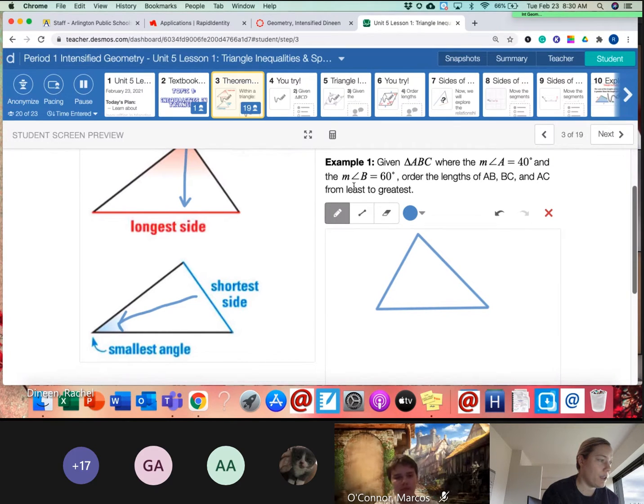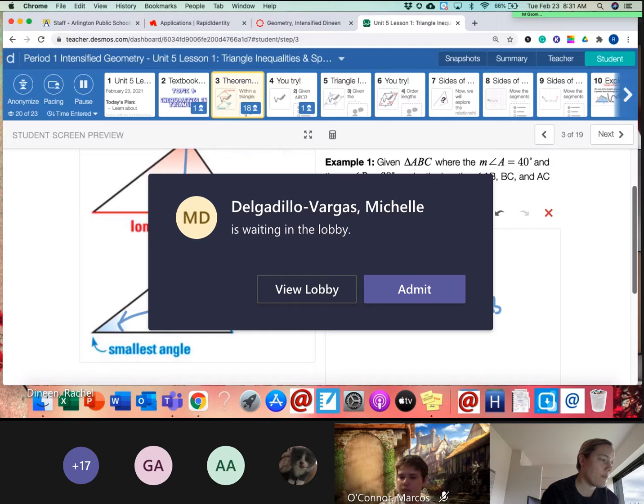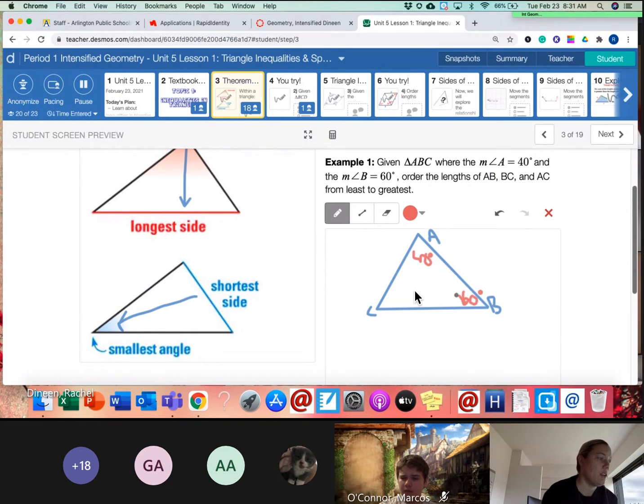Okay, and so here, it doesn't matter where you label it, we'll all get the same answer. So this will be A, B, and C. If you already drew it differently, that's totally fine. So we are told that the measure of angle A is 40 degrees. Measure of angle B is 60 degrees. And so 40 plus 60 is 100. 180 minus 100 is 80. So that would leave C being 80 degrees.